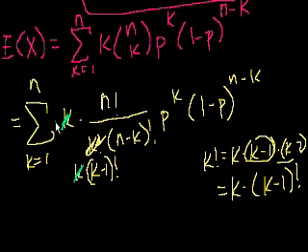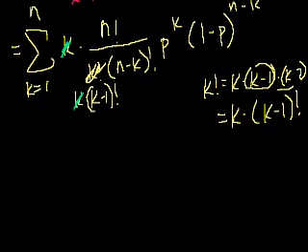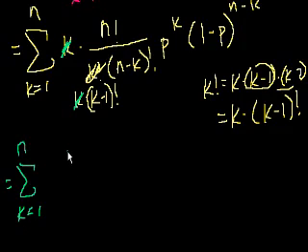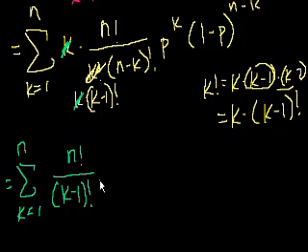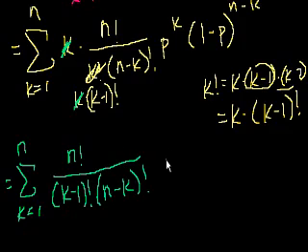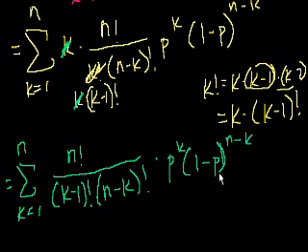So if I cancel that out, I think this warrants rewriting the whole thing again. So now we have, I guess you could argue, simplified it to: it equals the sum from k equals 1 to n of n factorial over k minus 1 factorial times n minus k factorial, times p to the k times 1 minus p to the n minus k.